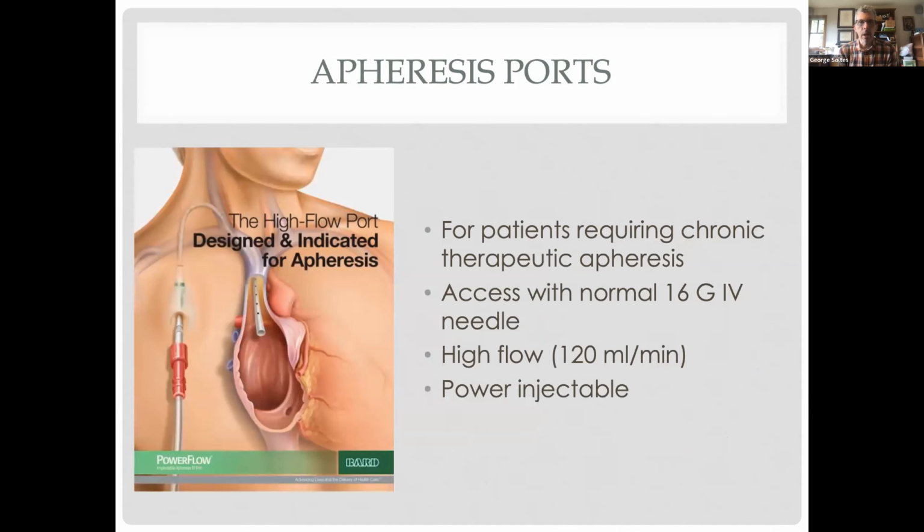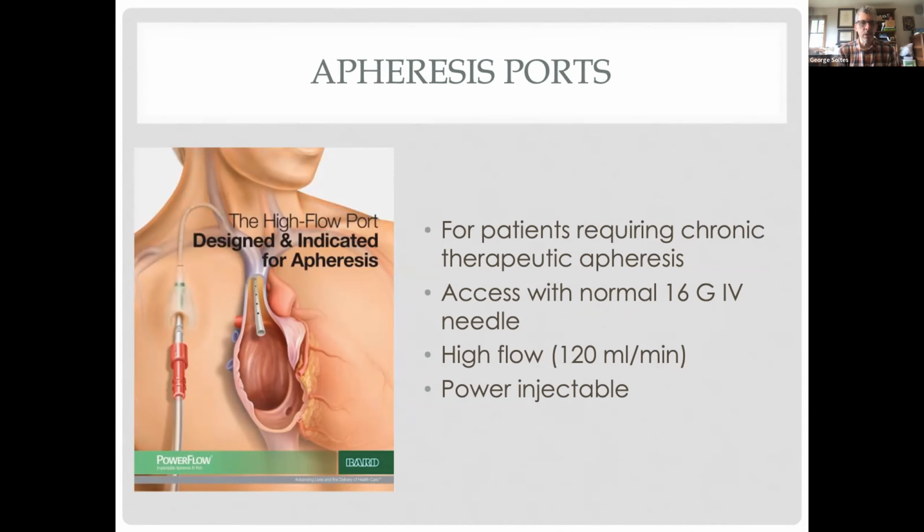And the final thing I'm going to talk about, which is really new, we've only been placing them about a year, are apheresis ports. And these are fairly niche. They're for patients, which are more and more common, who require chronic apheresis. Really, the only other way to get apheresis is through a big dialysis kind of catheter. So they're kind of neat and kind of clever.